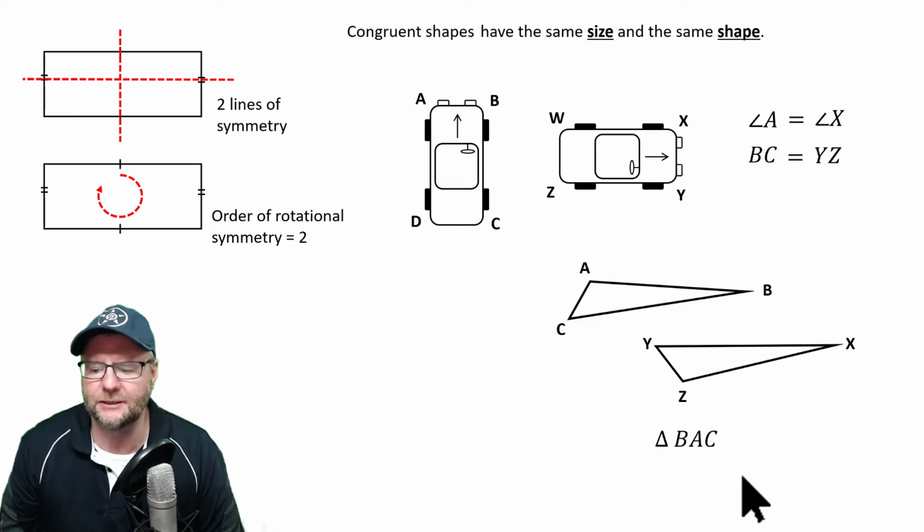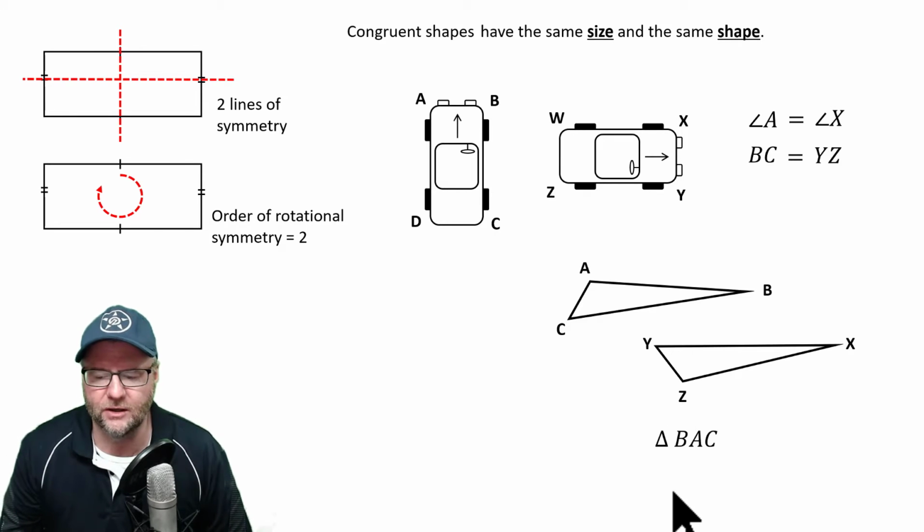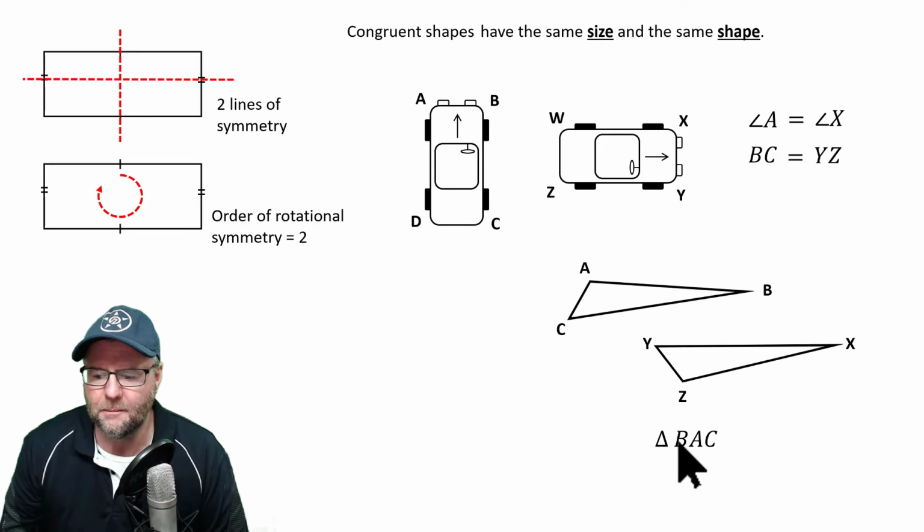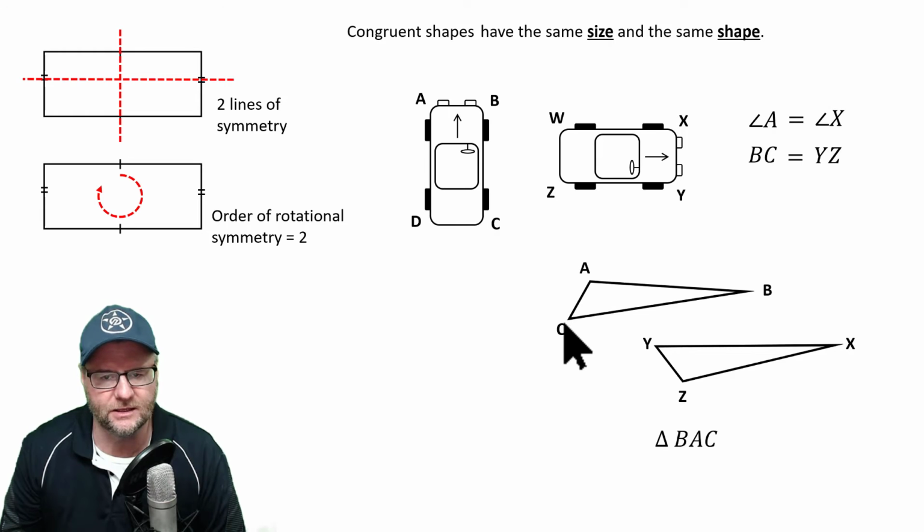Let me go through and explain it. Let's name the first triangle. Little symbol at the front to represent that it's a triangle. BAC. So I've called it triangle BAC.